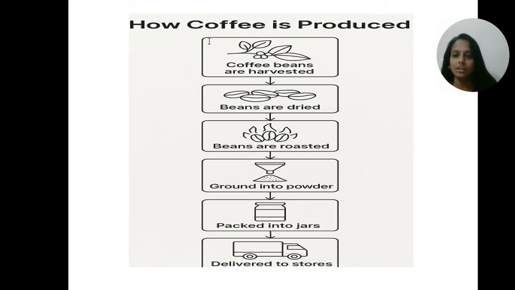Okay, so here it's about coffee production, right? How coffee is produced. The first one is the coffee beans are harvested and then they are dried. The next step is the beans are roasted. Next, they are ground into powder. Later, they are packed into jars. And finally, it will get delivered to stores.